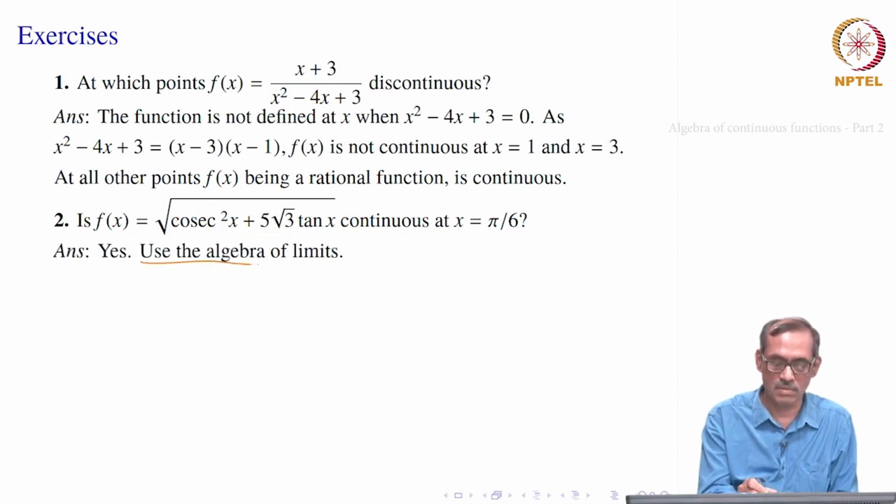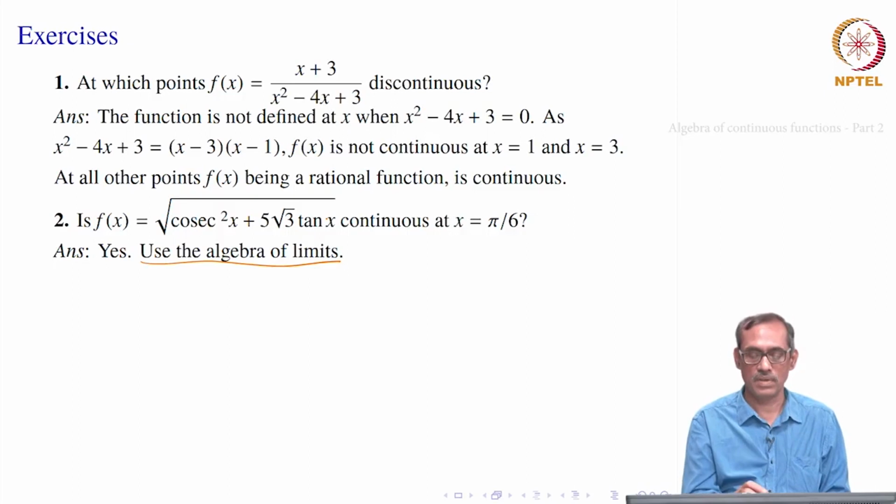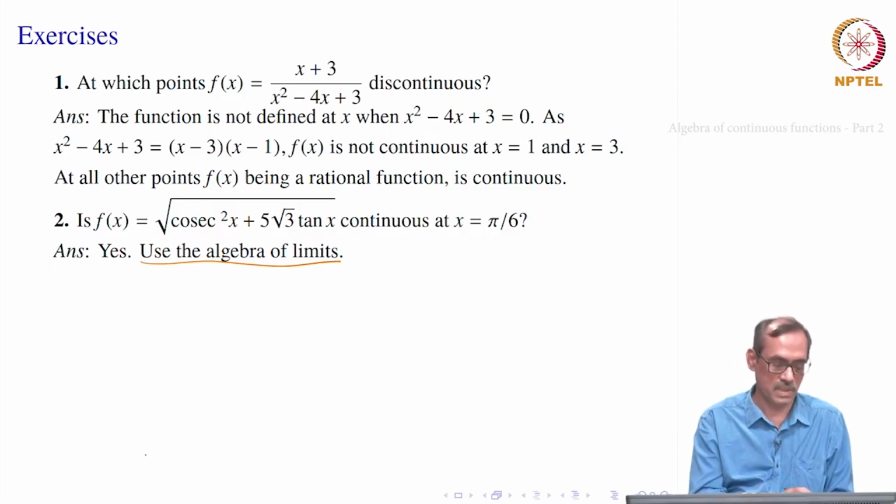Just to use the algebra of limits, this is how we use. It is a composition of the square root function with the addition of two functions. Those two functions are, one is multiplication of cosec x with cosec x, another is a constant times tan x. Therefore, it is continuous at x equal to pi by 6.